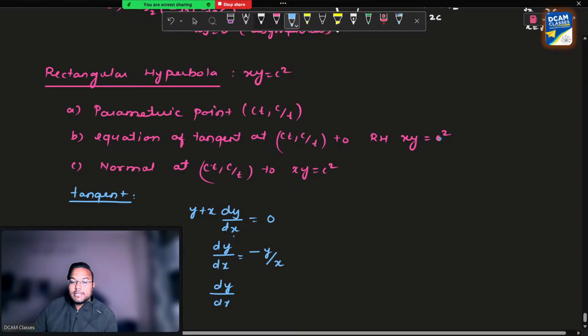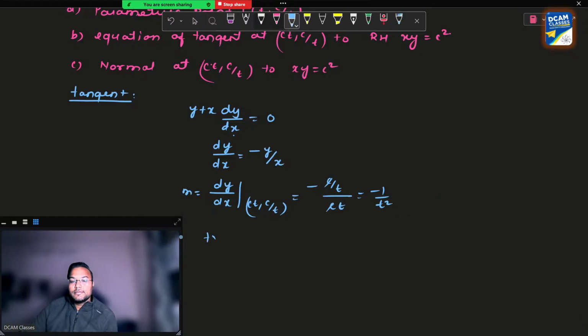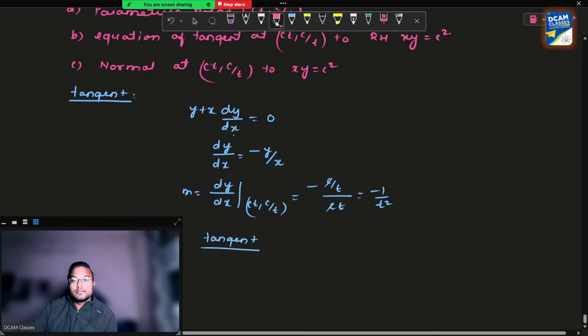dy by dx at (ct, c by t) will be what? Minus c by t divided by ct, that is minus 1 by t square. Okay. So the equation of tangent will be what? y minus c by t is equal to minus 1 by t square into x minus ct.